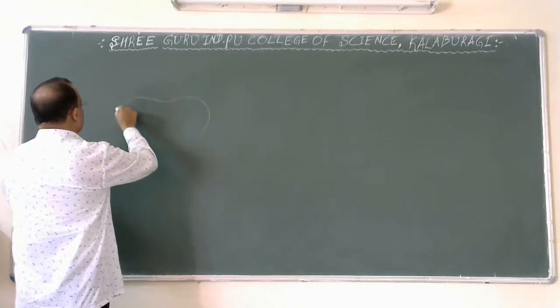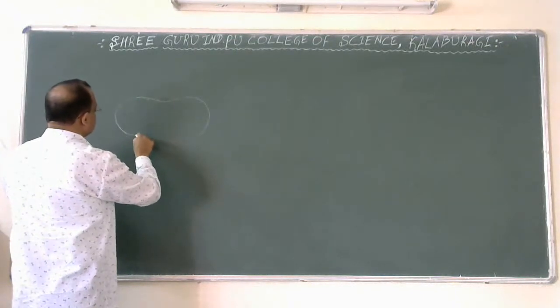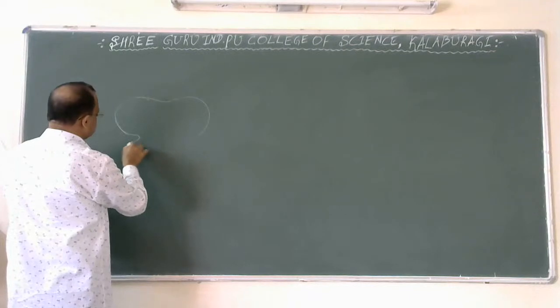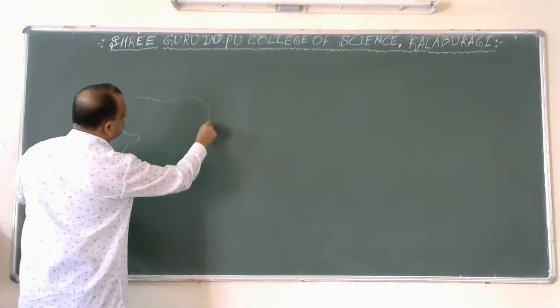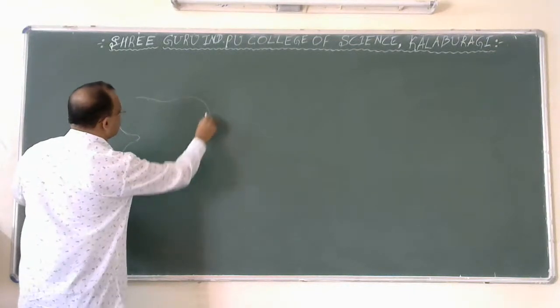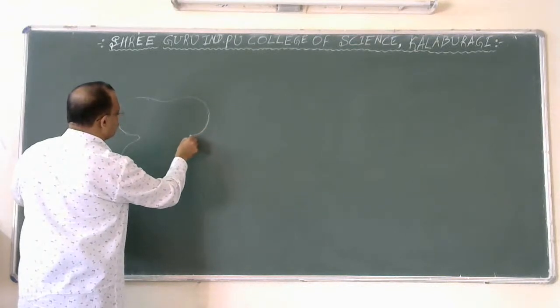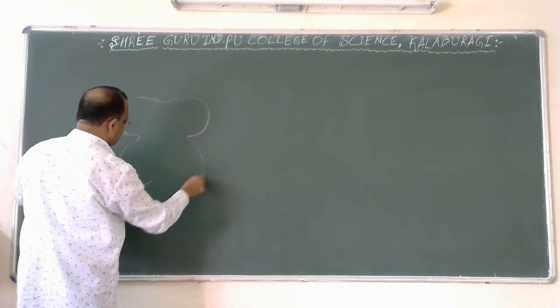Now I have to take care how to draw the figure. First you make a rough outline, followed by that you darken it.